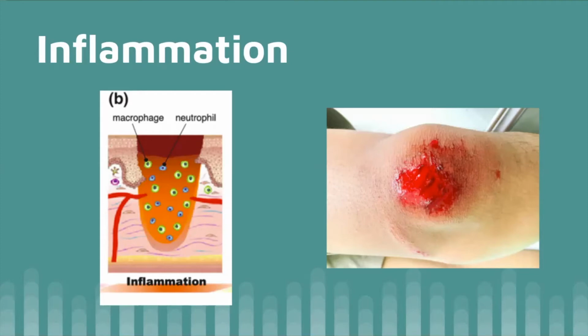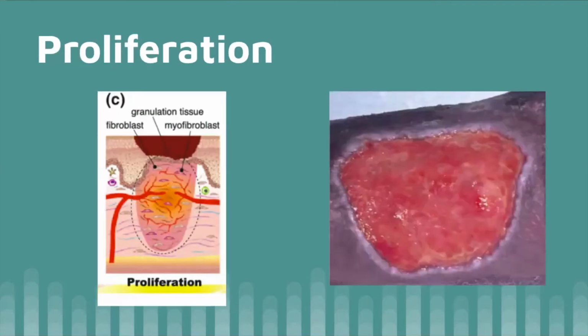The combination of white blood cells, growth factors, nutrients, and enzymes creates the swelling, heat, pain, and redness commonly seen during this stage of wound healing. So as we can see here, the image on the right is a scraped knee and the inflammatory response. You can see that all the fluid is starting to build to try and do all those things that I had just mentioned.